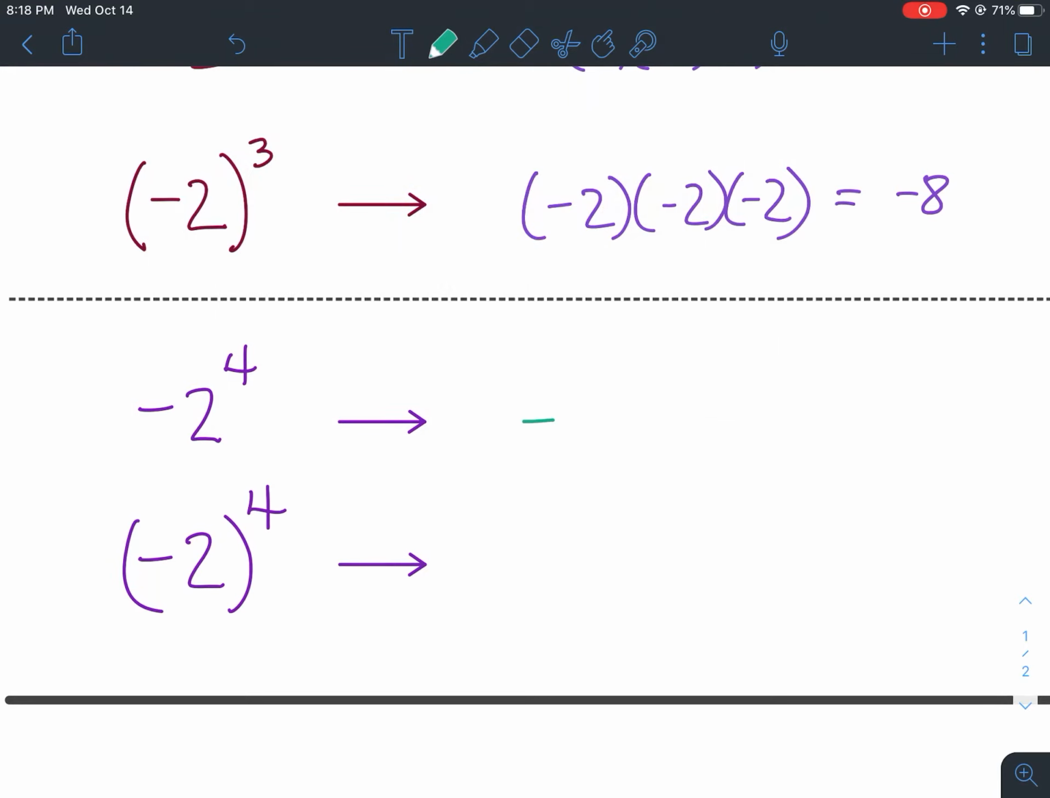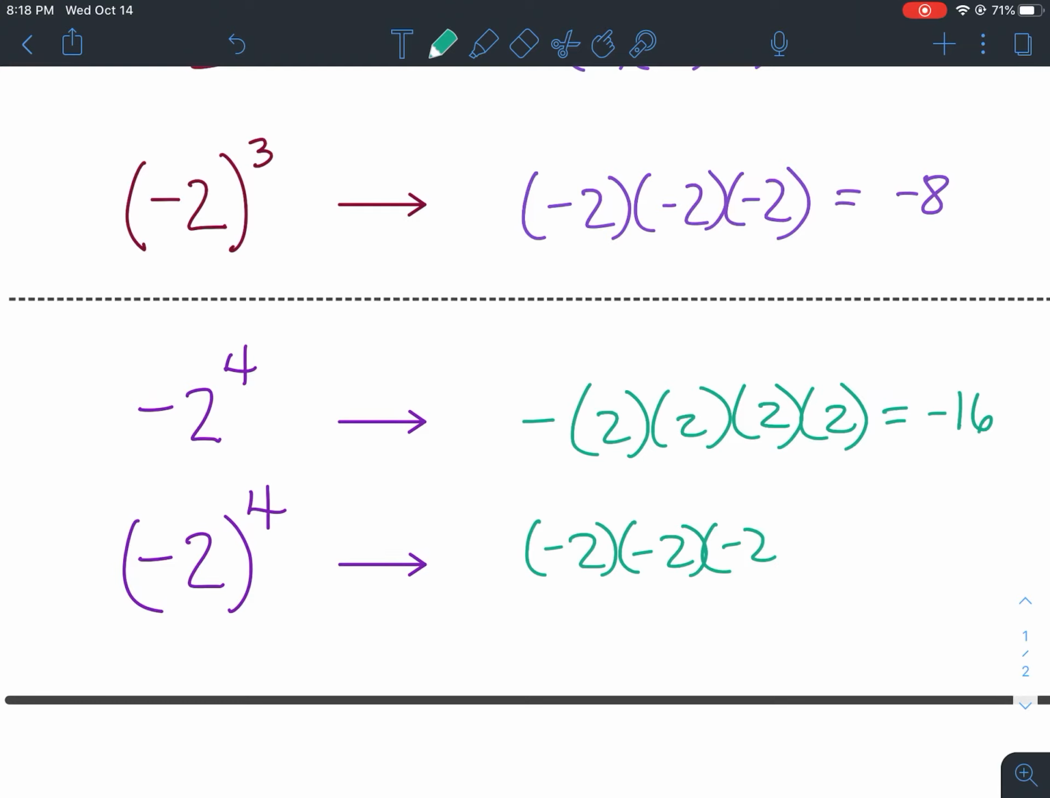So this would be negative. We got 1, 2, 3, 4. 2 times 2 times 2 times 2, if there's 4 of them there, that would be 16. So this right here would give you 16, but you've got this negative out front, so that is -16. But what I really want to do is multiply -2 4 times, which means there's an even amount of negatives, and if there's an even amount of negatives, it is positive. So it is extremely important when you are entering this in your calculator that you use parentheses.